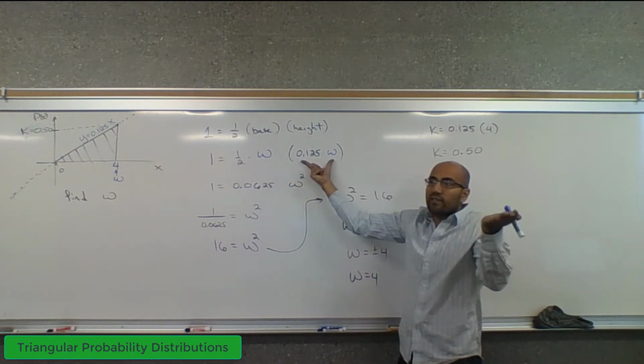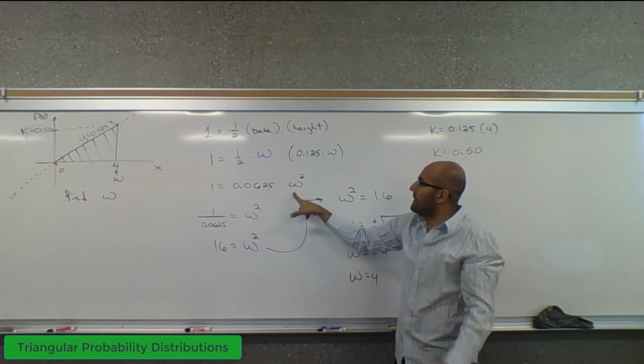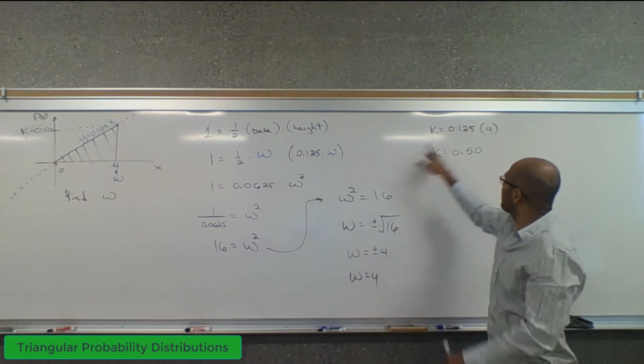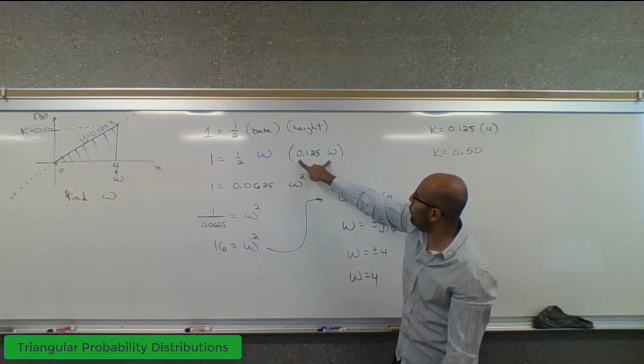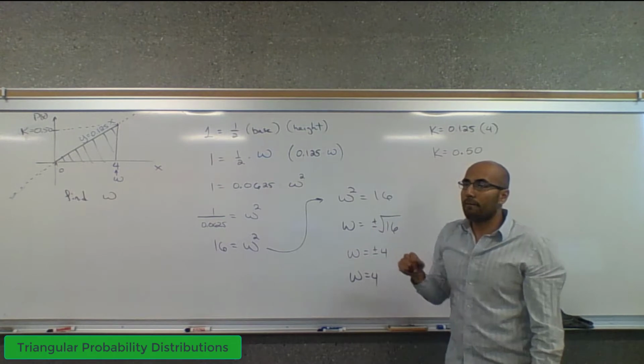Whatever W is, once I figure it out, I multiply these two things and that'll be the height. As it turns out, we found out that it was 4. So then when we multiply it, it turns out that this whole thing is 0.5, the height.